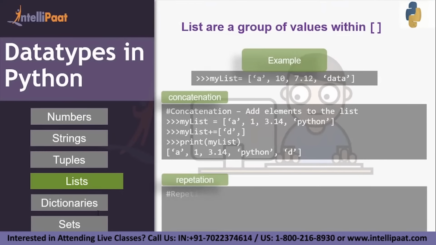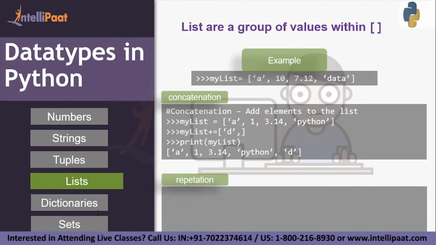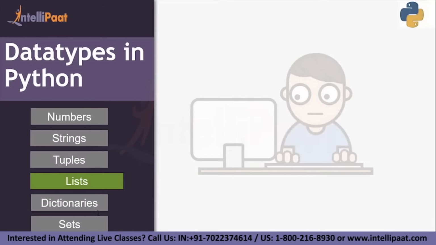Next is repetition. Well, repetition is again same as tuple. It is used to multiply your list by n number of times. For example, my list into 2 would duplicate your list with each element appearing twice in the list. Alright? Fine.